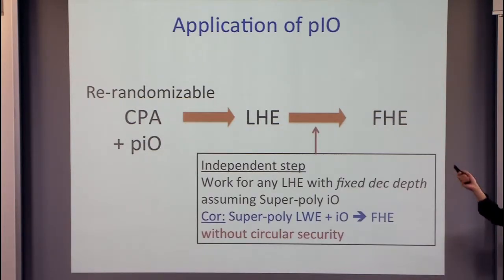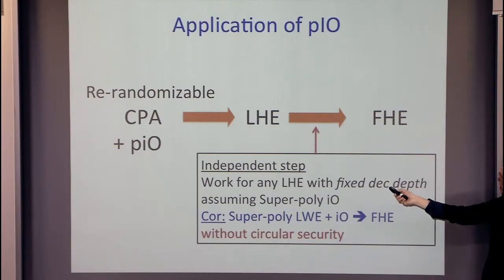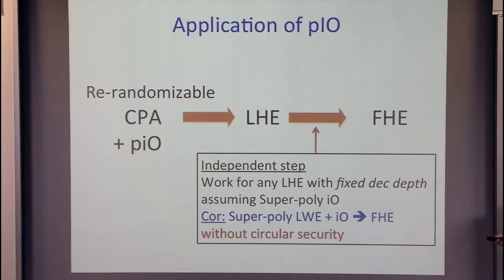So the second step from LHE to FHE is actually an independent transformation. And here we can work with any LHE with a fixed decryption depth. In other words, I can actually turn any of those LWE-based LHE schemes into a fully homomorphic encryption scheme, assuming slightly superpolynomially secure iO without any circular security assumption. Okay, and I think that this is of independent interest.